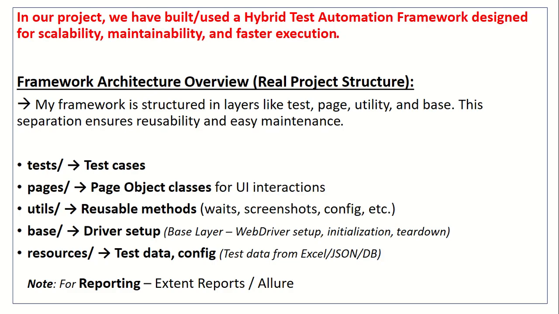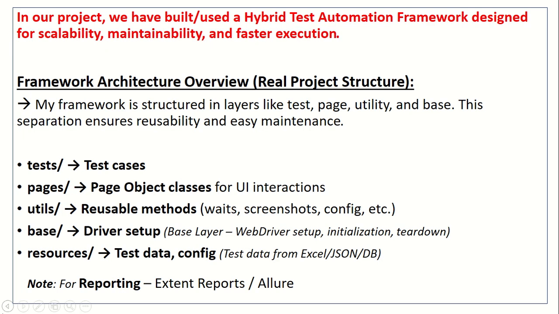You can tell the interviewer something like, in our project, we have built a hybrid test automation framework designed for scalability, maintainability, and faster execution. And you can start giving the framework architecture overview. My framework is structured in layers like test layer, page layer, utility layer, and base layer. This separation ensures reusability and easy maintenance, and you can start telling what each of these layers contains.